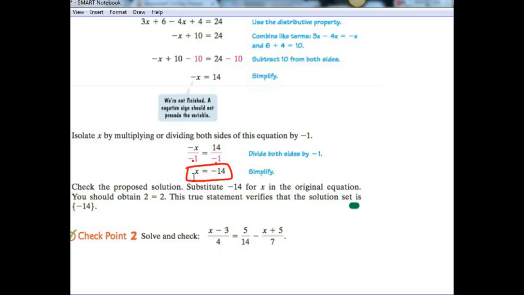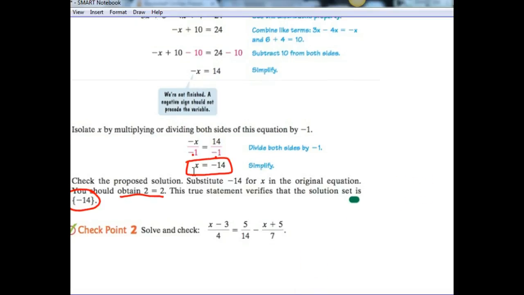Okay. So they always want you to check yourself. That means you would need to plug that back in to the original equation, and when you do, you should obtain that 2 equals 2, which is a true statement. That means that negative 14 is a true solution, and those little brackets there just mean solution set. Okay, so let's try one on checkpoint 2 here.